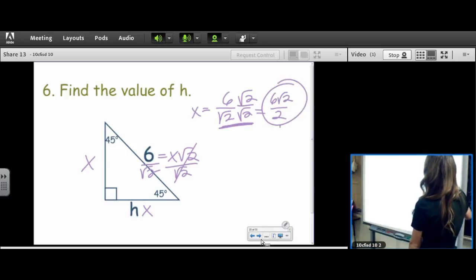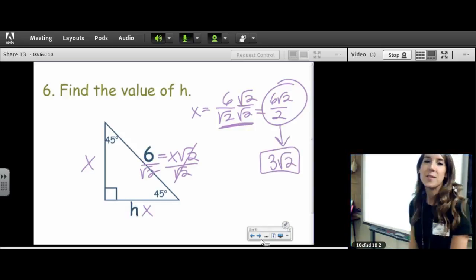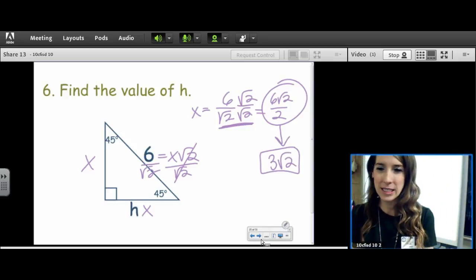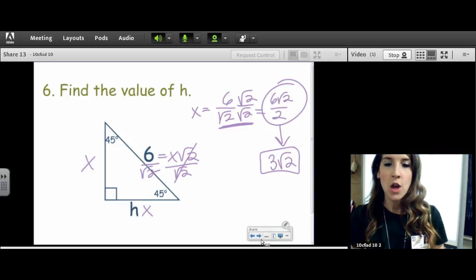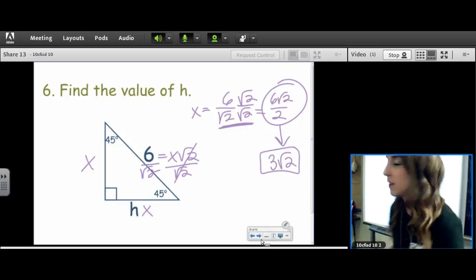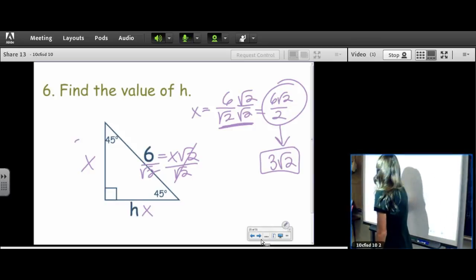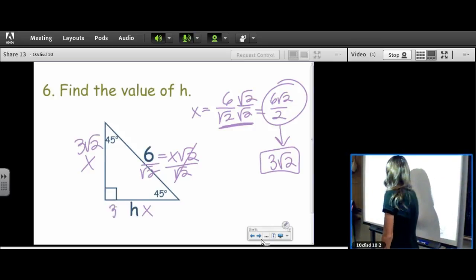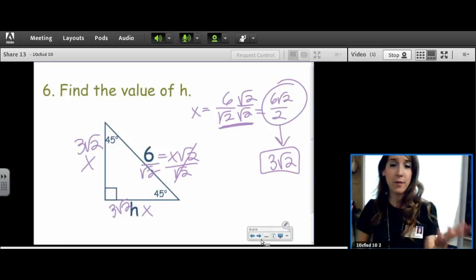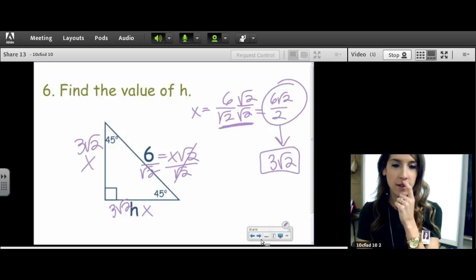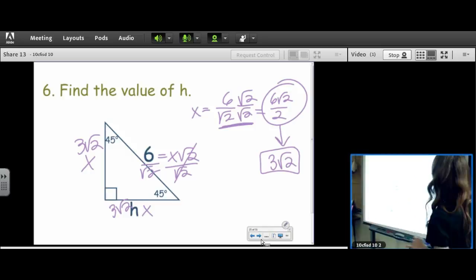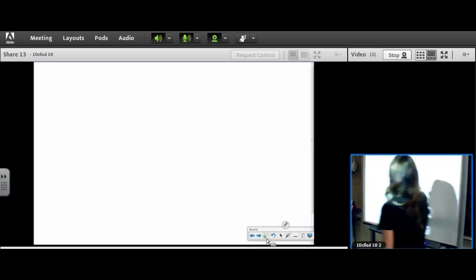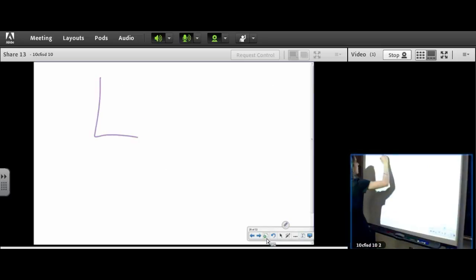Oh, not the final answer yet. Got too excited. There we go. We can simplify one step more. 6 divided by 2 is 3. 3 root 2. Not a coincidence that the coefficient is half of the hypotenuse. So I don't want you to memorize this trick, but I wanted you to know that that does happen every time. It's not a coincidence.